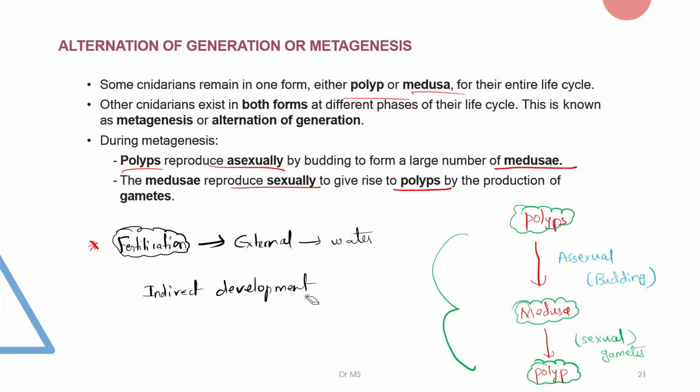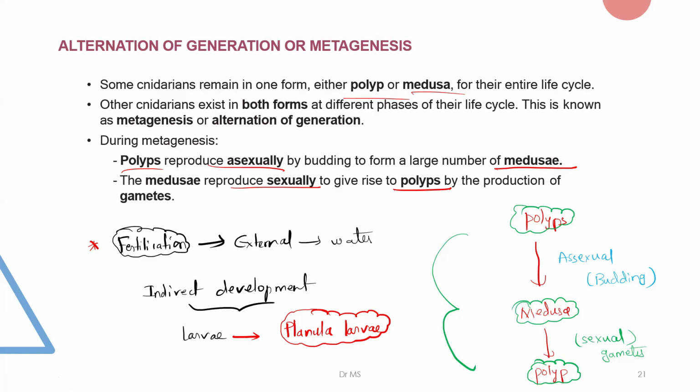And that larva, we call it, remember the word, it's very, very important, the planula larva. It is a planula larva. Most cnidarians exhibit this form. So most cnidarians exhibit the larva which is called the planula larva.